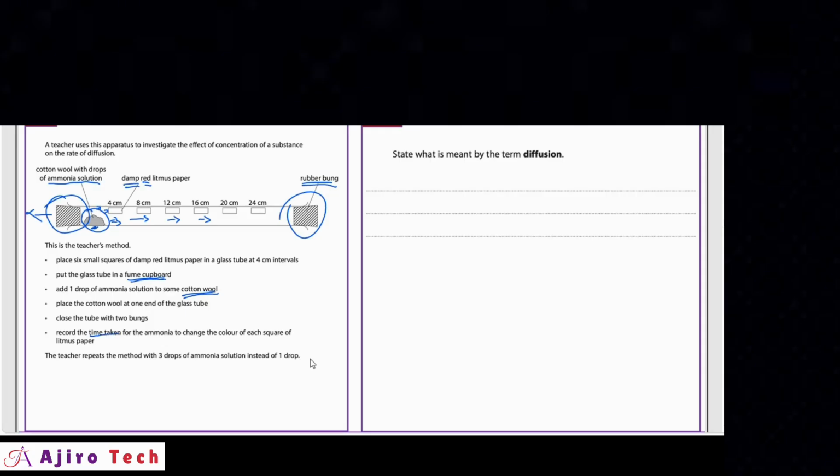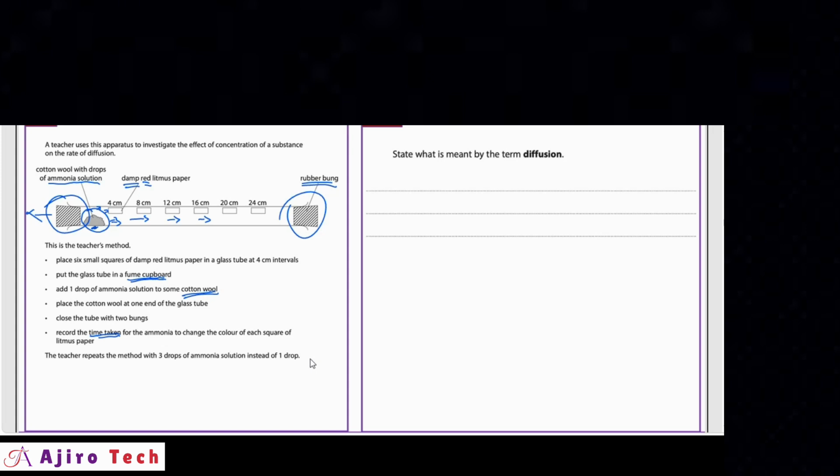So call the time taking. This is very important. Time taking is very important for the ammonia to change the color of each square of the tube. Now this is where we are going. It is very, very much important for you to notice the color change, because the color change and the time it takes for each damp red litmus paper to change to blue is very, very important.